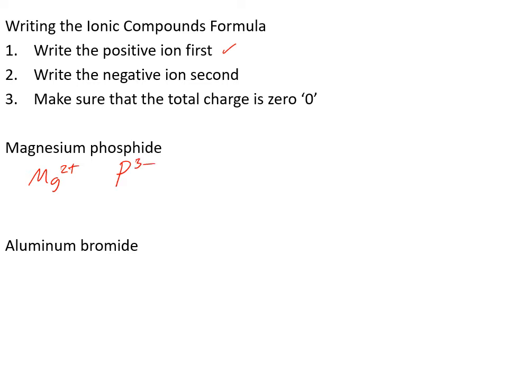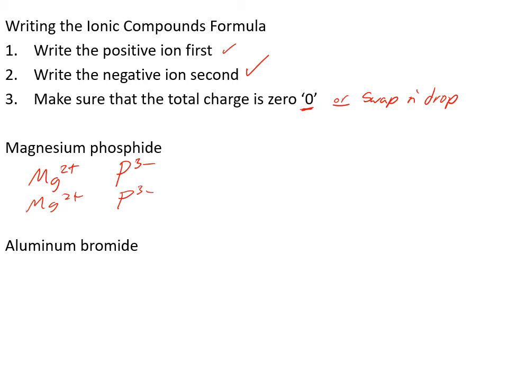Now, I'm going to show you two ways to do the third step of making sure that the total charge is 0. That's one way of doing it. The other way is the swap and drop. So we're going to do the make-sure-the-total-charge-is-0 method first. Here, 2 plus and 3 minus would equal -1, so we need more positives. Now it has a total charge of 4 plus and 3 minuses, so the charge is not 0. So I'm going to add another 3 minus.